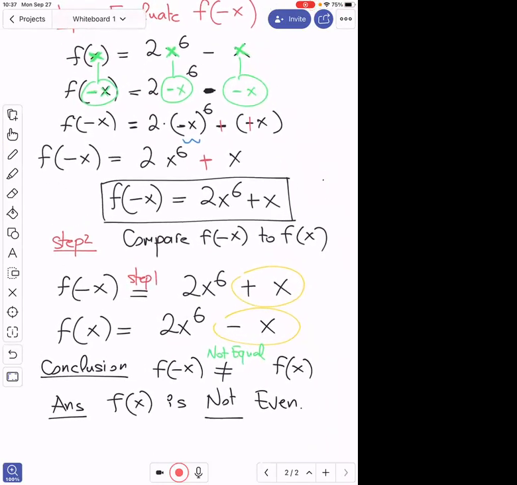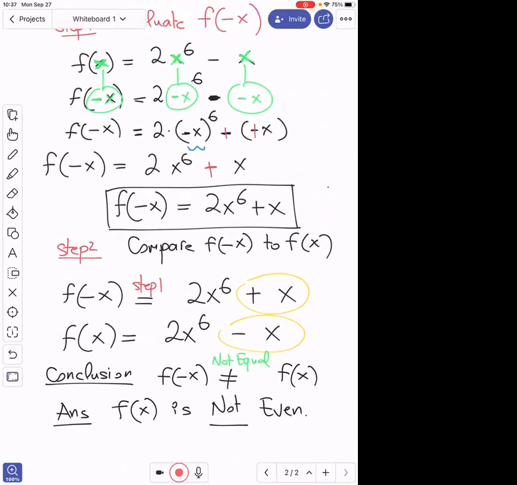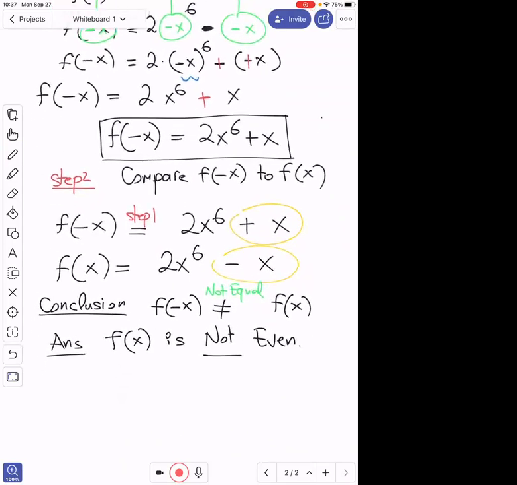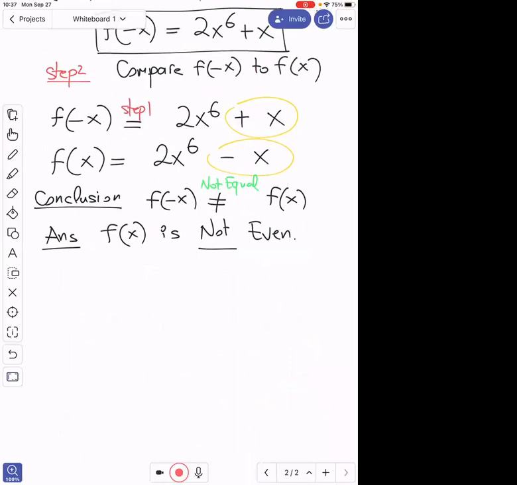Any questions so far, guys? Okay, perfect. All right, so here's an exercise for you. And then, of course, after even functions, we have odd functions. The idea is the same.